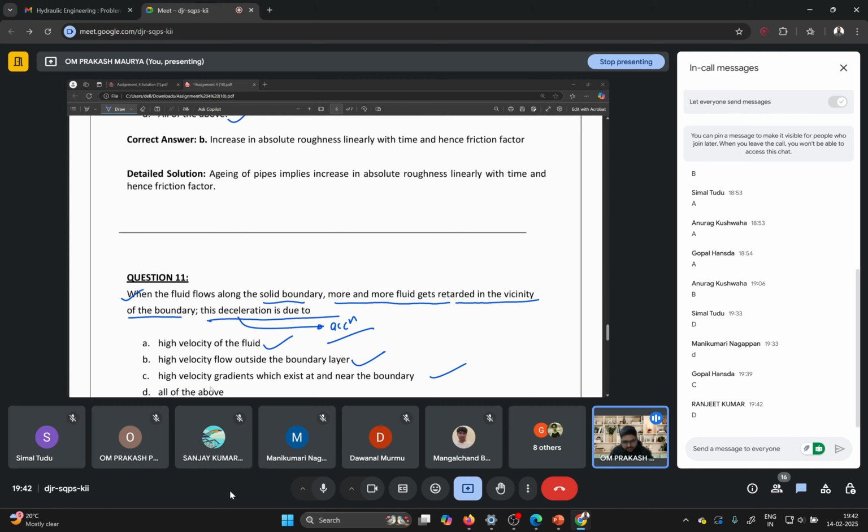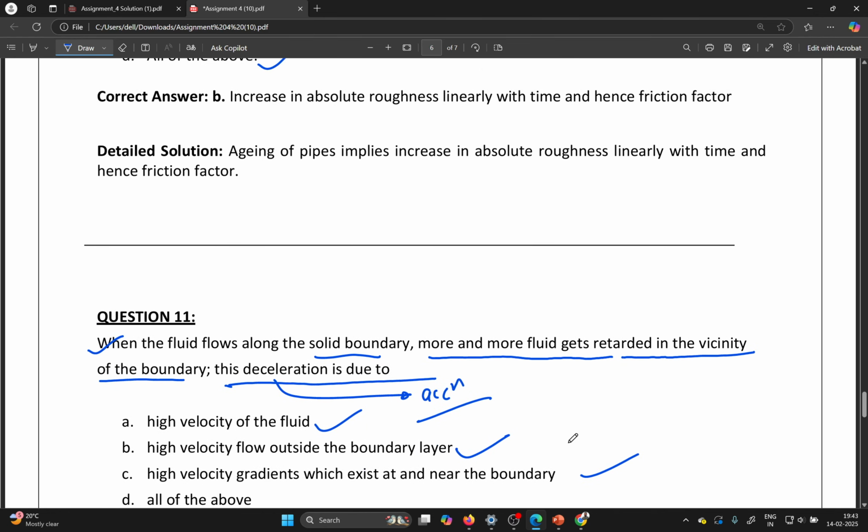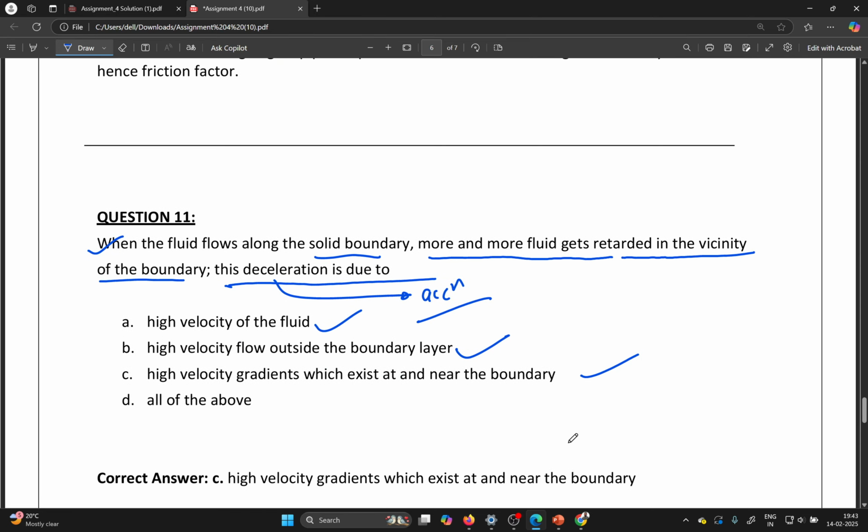Okay, let me just discuss question number 11. Option C is correct, yes, but how is it correct? Actually, when the fluid flows along the solid boundary, what does it mean? Let us suppose this is your solid boundary and fluid is flowing in this direction.